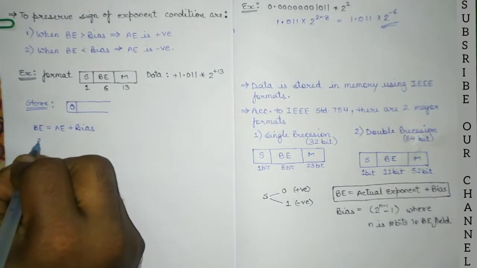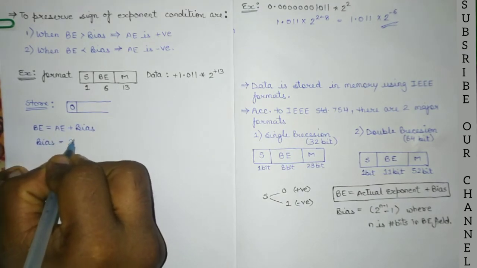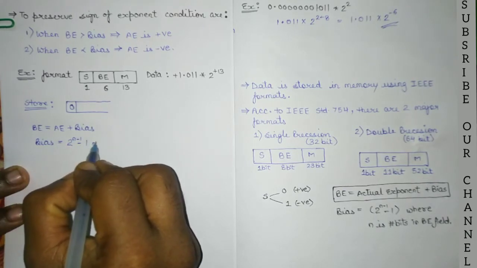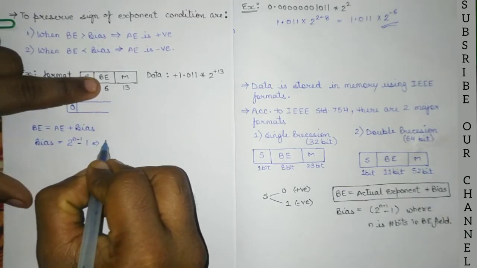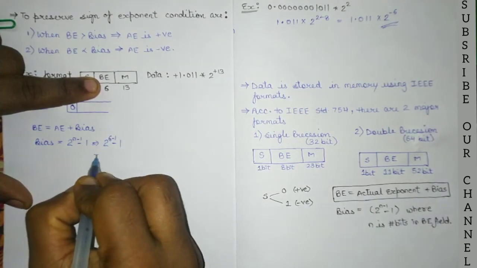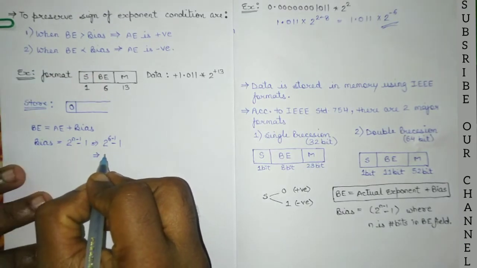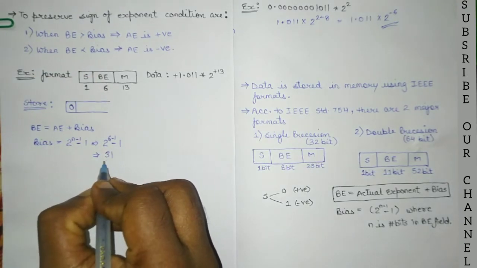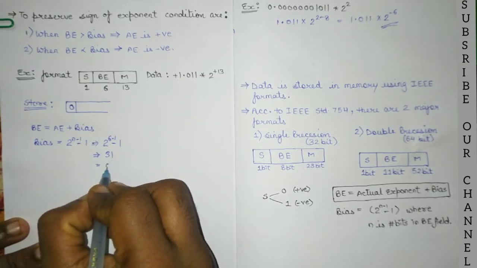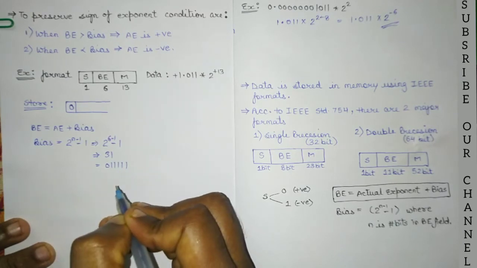So this bias is equal to 2 to the power n minus 1, minus 1. So what is this n? This n will be 6, that means 2 to the power 6 minus 1, minus 1. So if you find it out, it will be equal to 31, right? So if you write down this 31 in the binary format, it will be equal to 0 1 1 1 1 1, right?